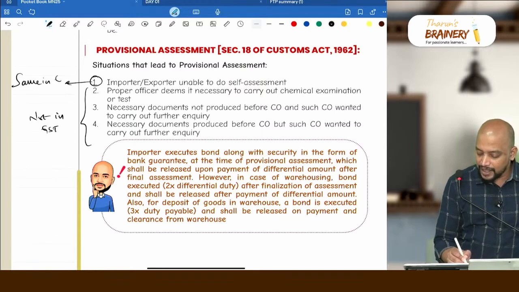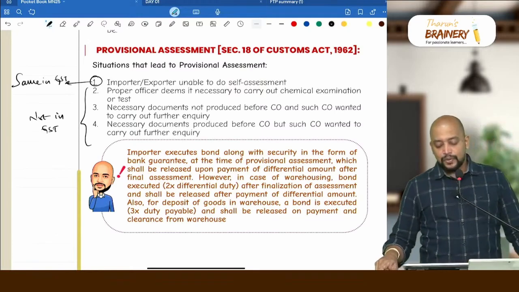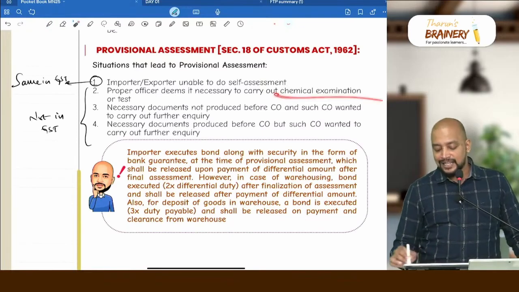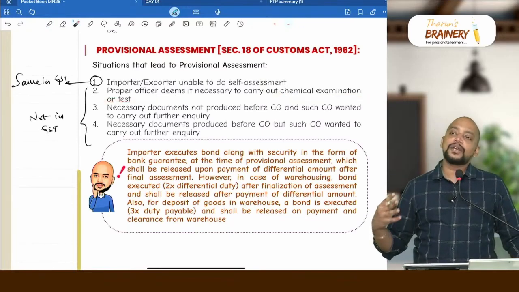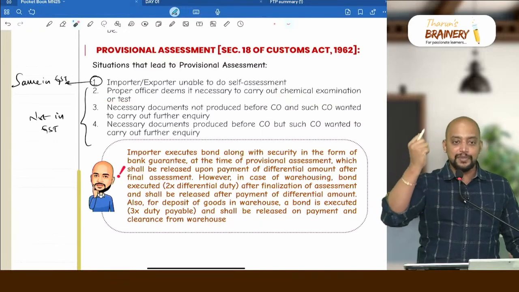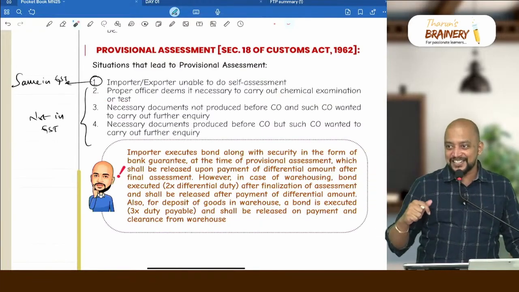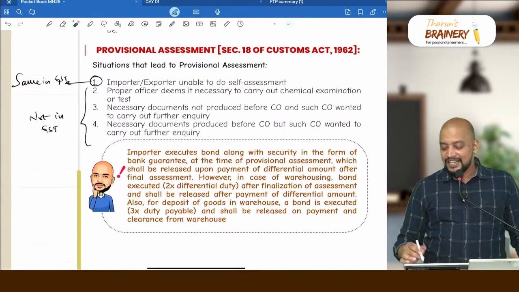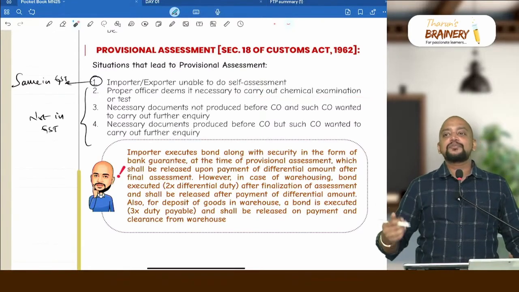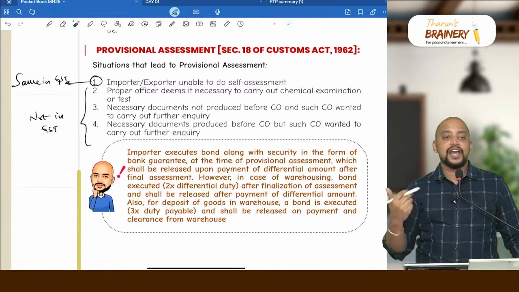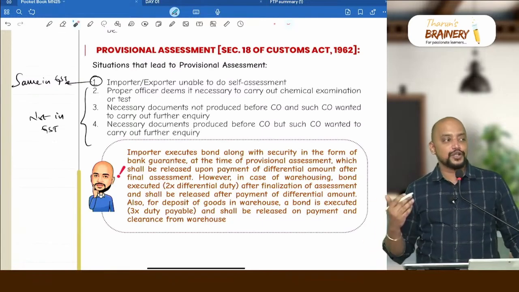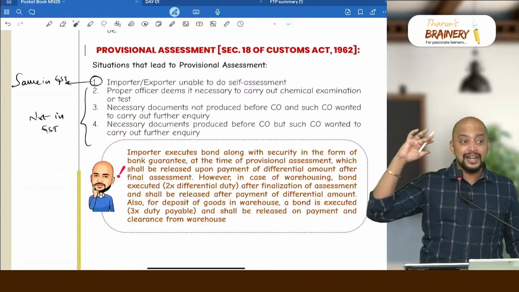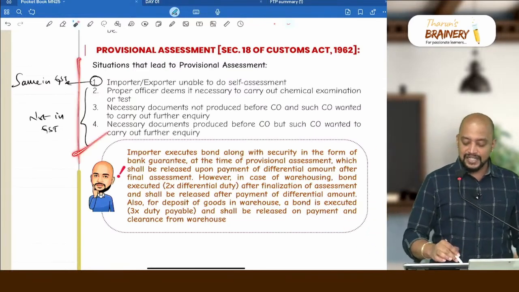And next, what are the other 3 cases? Where the imported goods need some chemical examination or test, because cocaine can be compressed in the form of a god idol and imported, so they need to do chemical testing to identify whether it is cocaine or not, correct? For that purpose they need provisional assessment. Or some documents will be asked but the person does not have the documents, then also they will resort to provisional assessment. Or some documents are submitted but those documents are not sufficient; even then provisional assessment will be resorted to.